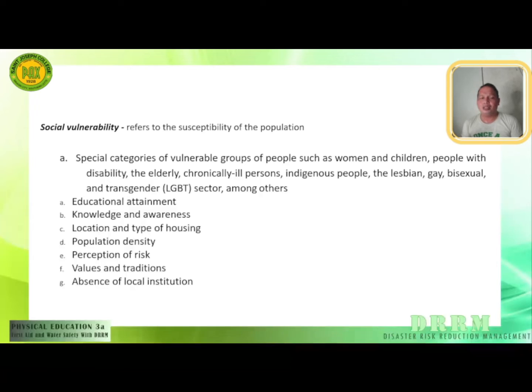F, we have values and tradition. Then G, the last one, is absence of local institutions. So how is your locality capacitated after the impact of a disaster, like how many are there, or is there any established rescue team or risk reduction management people who are going to man the community before, during, and after a disaster.